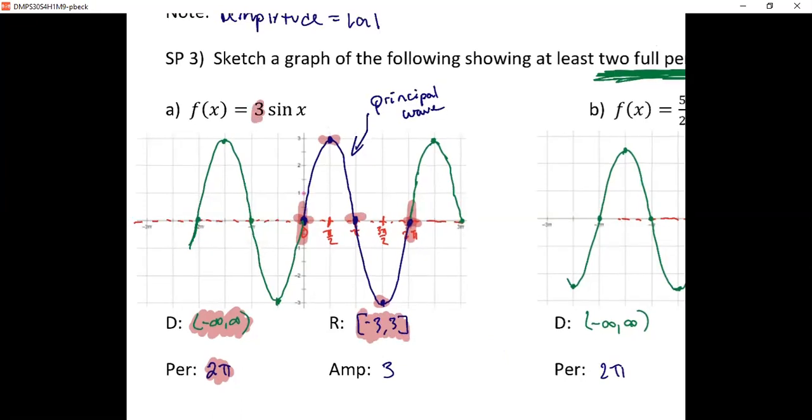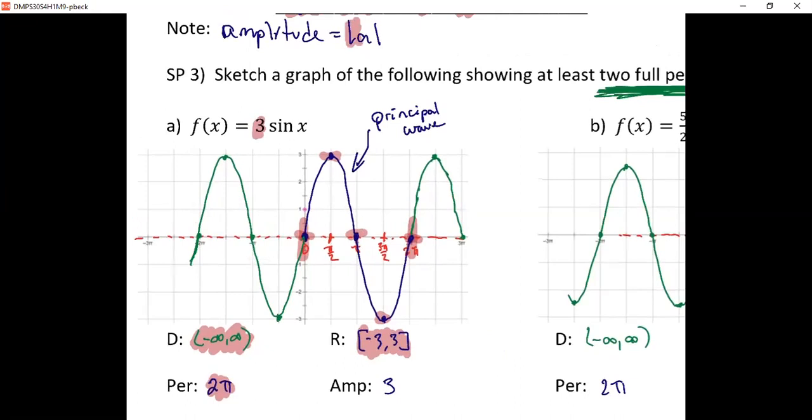The range, I told you the range was going to be changed because of the amplitude, which I think I skipped over. The amplitude is the magnitude of that a value. So the magnitude of that a value is 3. So our range goes from our bottom case of -3 to our top case of +3.